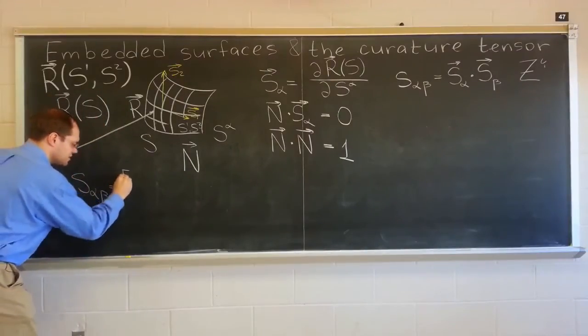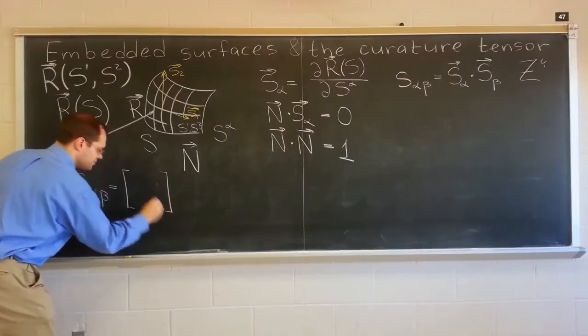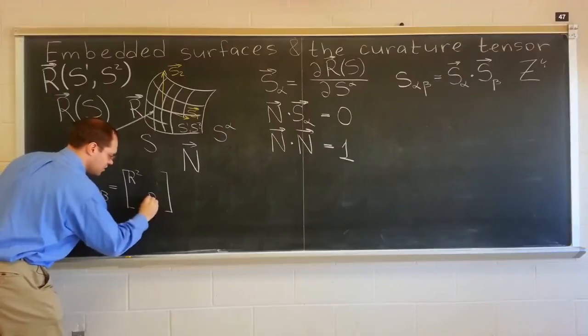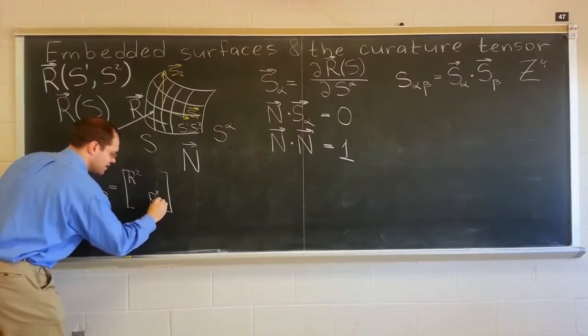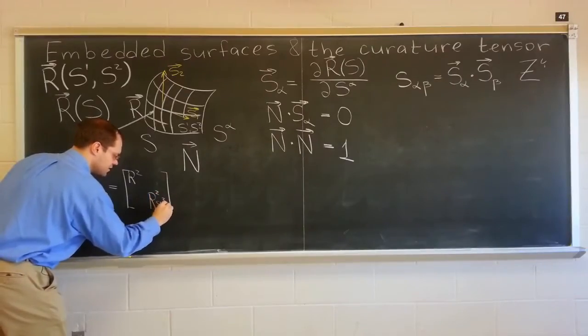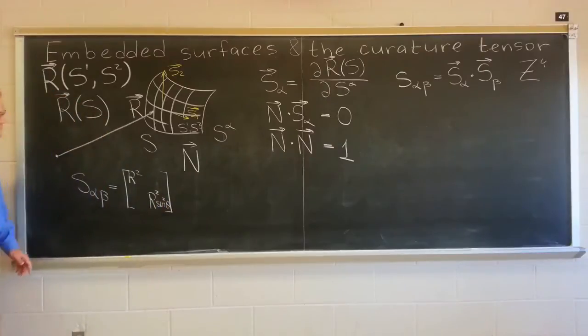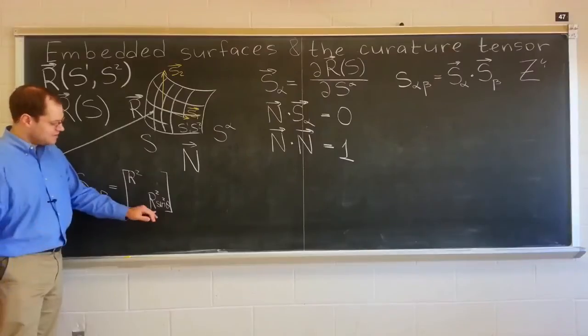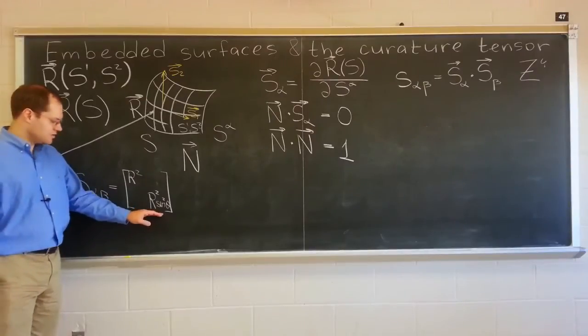the covariant tangent tensor has the following form: r squared, 0, 0, r squared sine squared theta. That's for a sphere of radius 1. Excuse me, that's for a sphere of radius r.